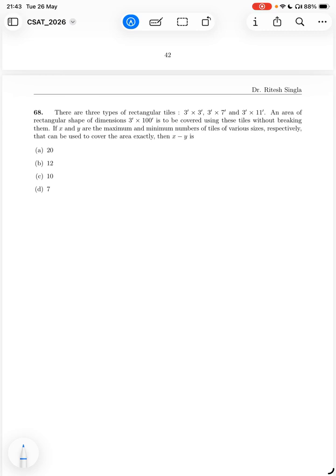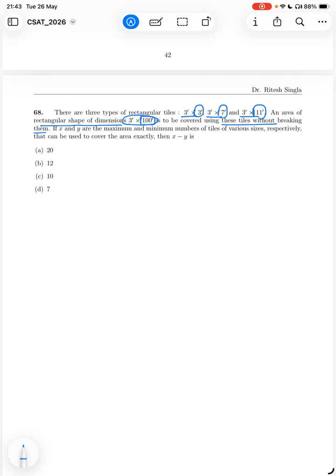There are three types of rectangular tiles of sizes 3 by 3, 3 by 7 and 3 by 11. So one side of each tile is 3. The area is also a rectangular shape of dimension 3 by 100. So if you see, one side of the field and the tiles is always 3 feet. So this information is not really needed. Whatever is hidden is in between these 100 and these 3, 7 and 11. The length or breadth of these tiles and field are just extra information which you do not really need. This is to be covered using these tiles without breaking them. So we cannot break the tiles and this field needs to be covered.